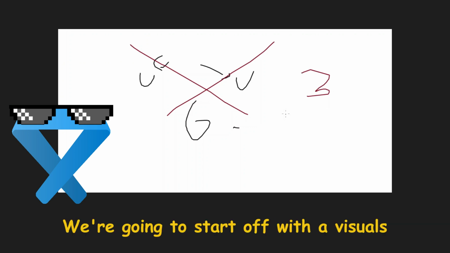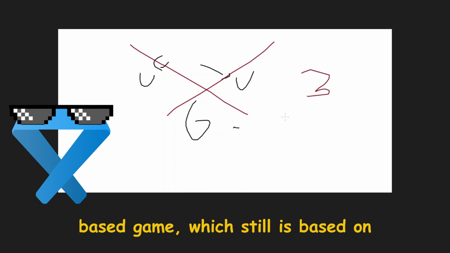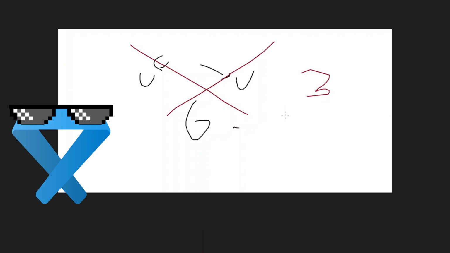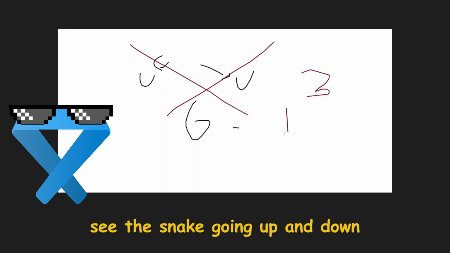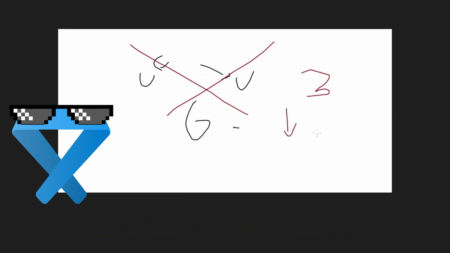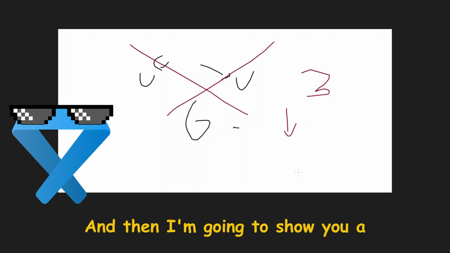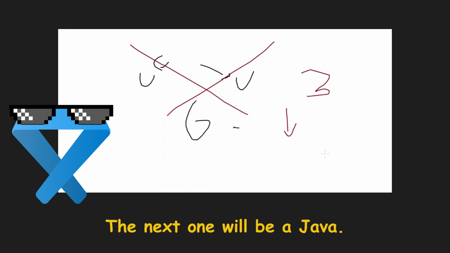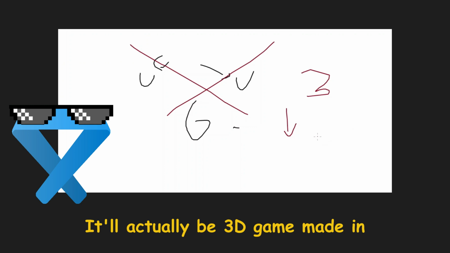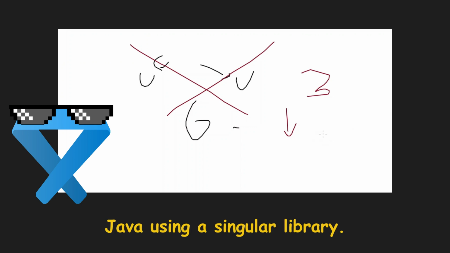Then we're going to do a visuals-based game, which still is based on text, but it's a snake game, so it's visual. You're going to be able to see the snake going up and down and stuff. And then I'm going to show you a different game, with the previous 2 being in Python. The next one will be in Java. It'll actually be a 3D game made in Java using a singular library.